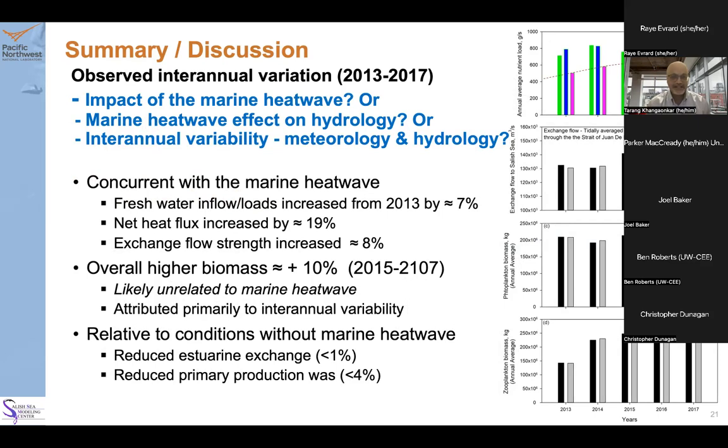Nonetheless, all this is academic. There was plenty of interannual variability, which affected primary productivity. And so for this workshop, the point is that year to year, changes in ocean conditions and freshwater loading from rivers can affect biological response and therefore affect dissolved oxygen in the water column.